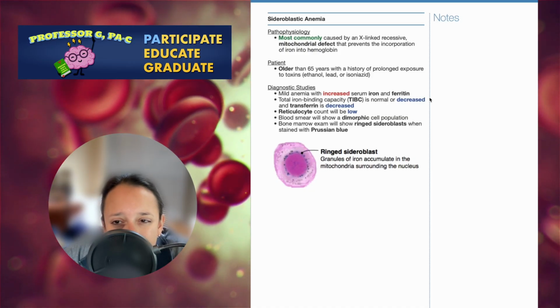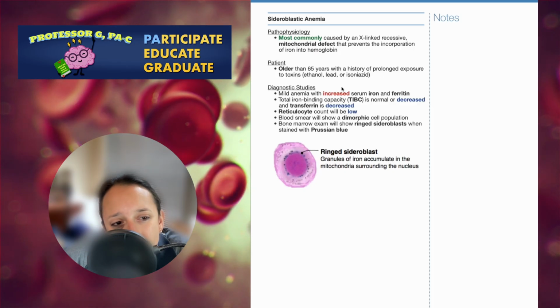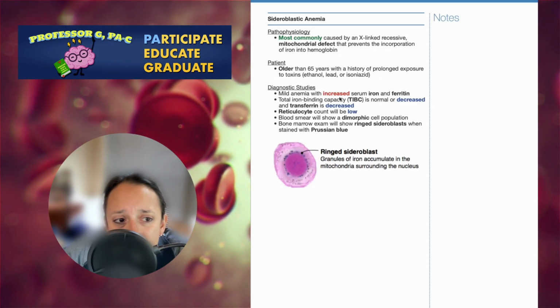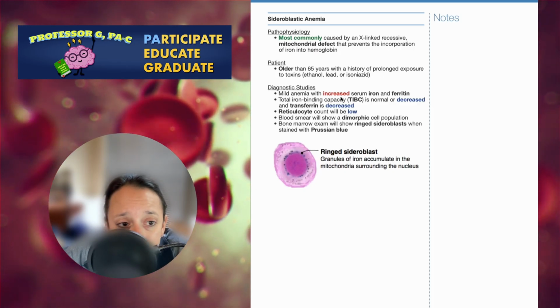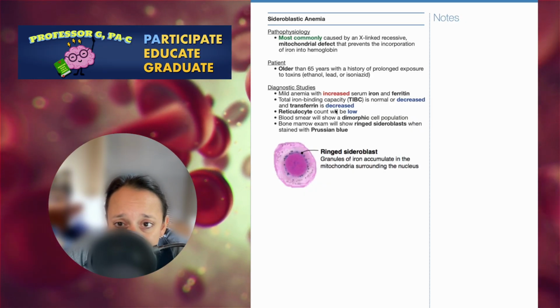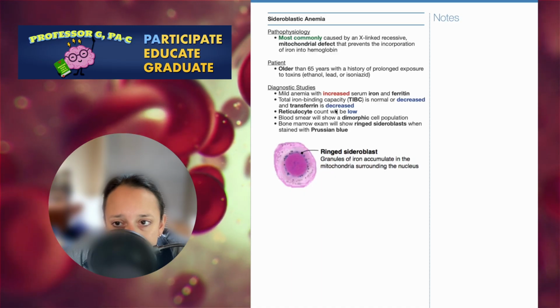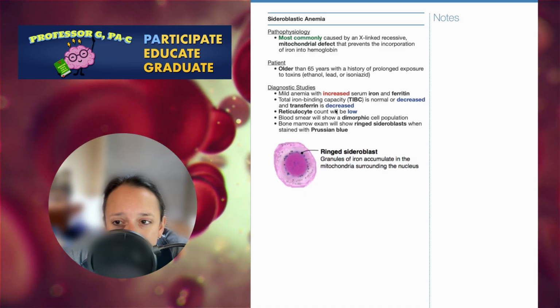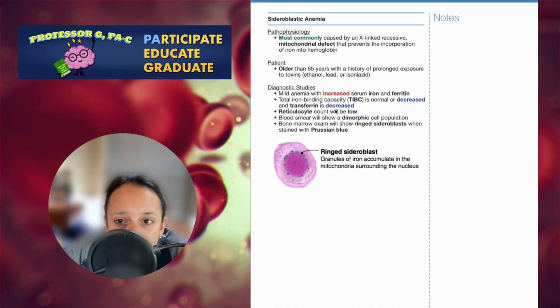So on lab work, the iron studies are pretty different from iron deficiency anemia. You'll see an elevated serum iron and high ferritin levels, but you'll see a low TIBC. This is because the body has plenty of iron, actually has an overload, but it's not able to use it.